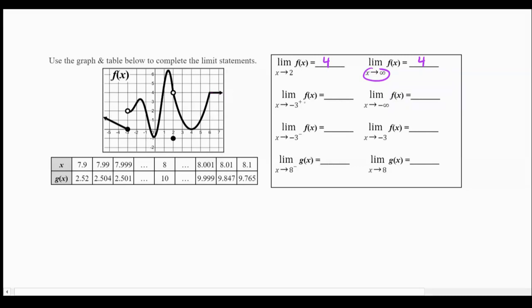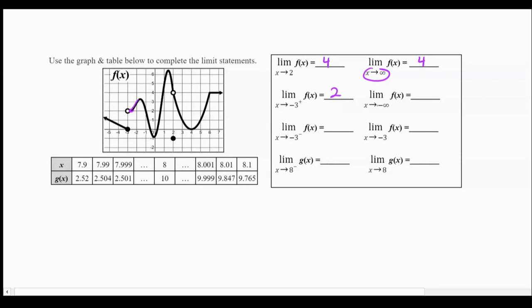As x approaches -3, now we have a one-sided limit, -3 from the right side. So where's -3? Okay, so it looks like we're approaching the y value of 2. Now the left side doesn't matter because we're just looking at the right side for this one.